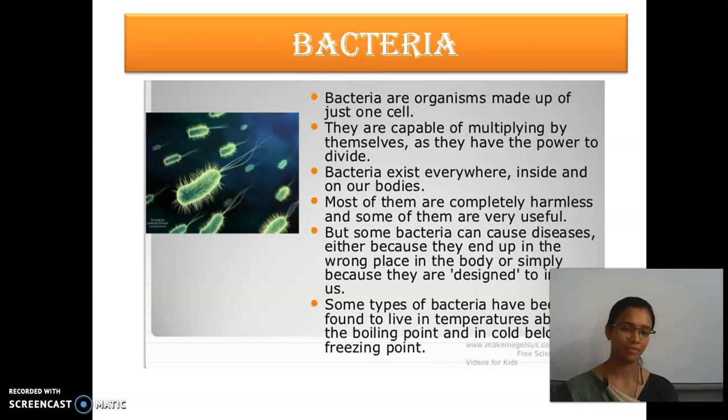What is the boiling point of water? Yeah, very good. The boiling point of water is 100 degree Celsius. And what is the freezing point? It is 0 degree Celsius. Below 0 degree the water starts to freeze, and at 100 it starts to evaporate. So that is the boiling point and the melting point. These bacteria are capable of living even at very high temperatures and at low temperatures.